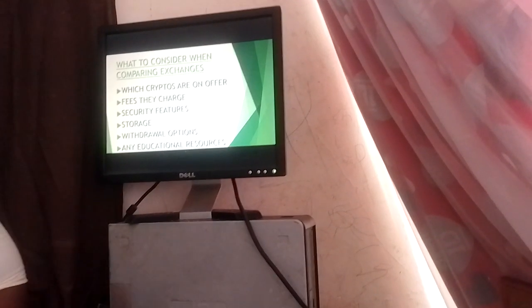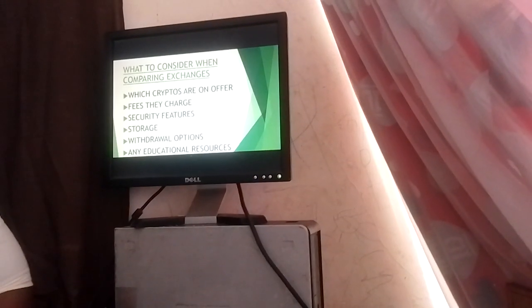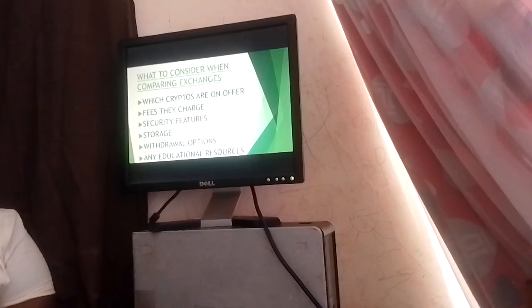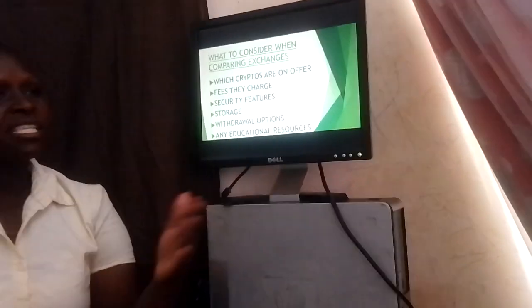Four, the storage, how well and secure the exchange is giving you storage. Five, the withdrawal options, and the limits of an exchange. You realize that each exchange has some limits on withdrawal. Others say that for you to withdraw, you have to be holding a certain amount of USDT. And so it's good to consider that too.